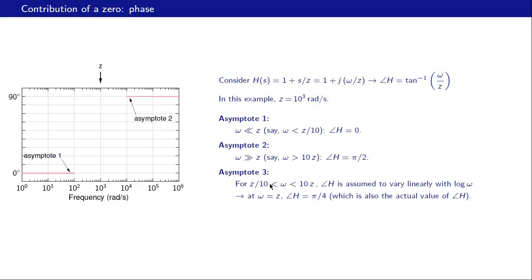And that is also the exact value of the angle, because at omega equal to z this becomes 1 and tan inverse of 1 gives us 45 degrees. So that is our asymptote 3, and the blue curve is the exact angle h. Once again, asymptotically it is in excellent agreement with our Bode approximation in either direction, either low frequencies or high frequencies. And at omega equal to z, our approximation also predicts the exact value of the angle.